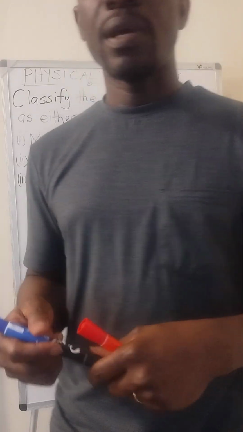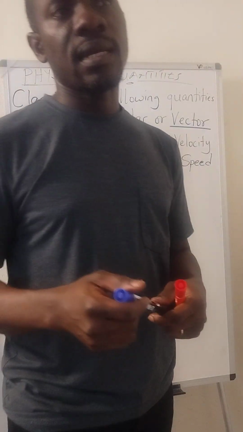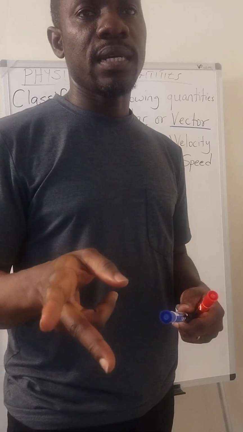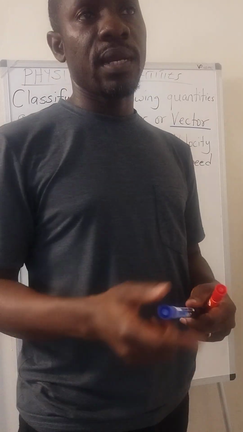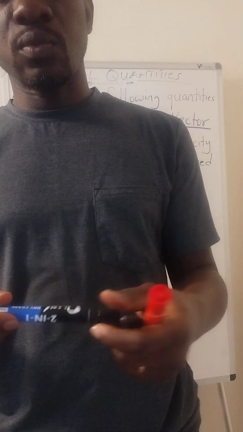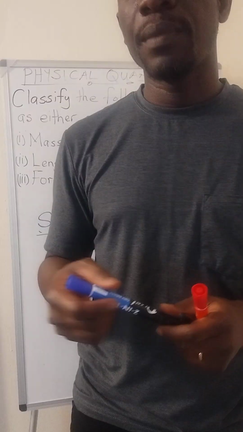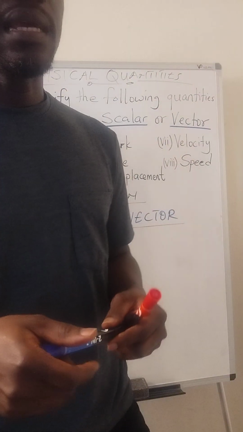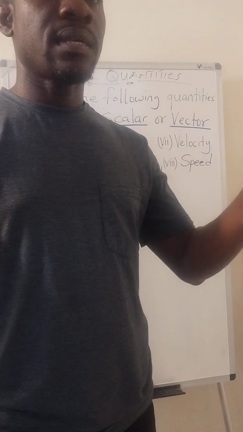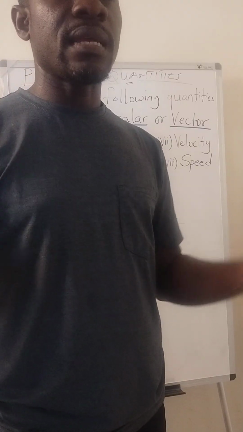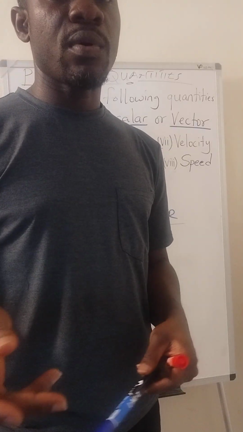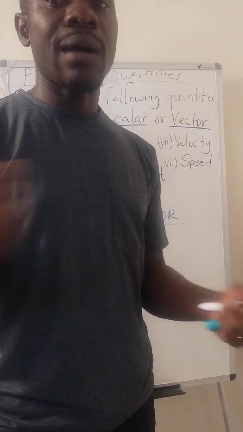Now in this lesson, we are going to look at the other types of quantities, that is the scalar and the vector quantity. Now for those who are just watching this for the very first time, we said that a quantity is anything that can be measured at a lab or can be determined by means of a calculation.